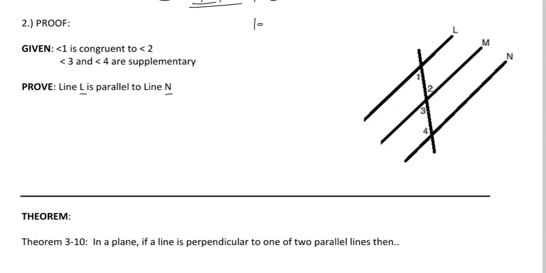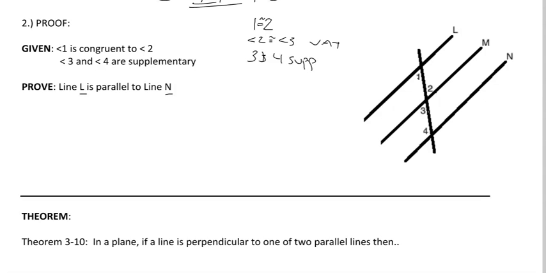If 1 is congruent to 2, let's just put out our ideas. This is ugly. This is not good notation. I'm just thinking. 1 is congruent to 2. Ooh, look at those. Angle 2 is congruent to angle 3 by that. And 3 and 4 are supplementary.